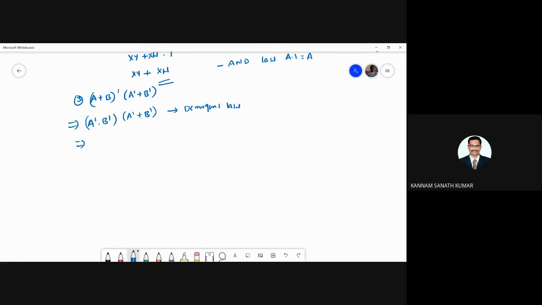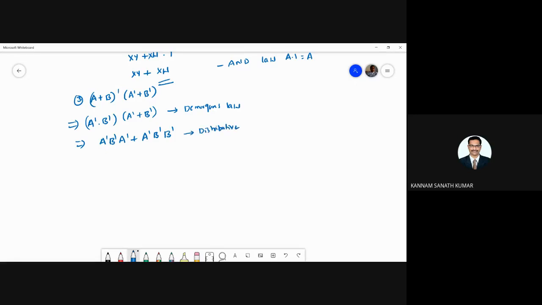And next, you multiply, distributive. So that means A dash B dash, A dash plus A dash B dash, and B dash. Dash is nothing but the complement. Some expressions are represented with a dash, some with a bar. A is the true form, and dash and bar are the complemented form. So this is from the distributive.